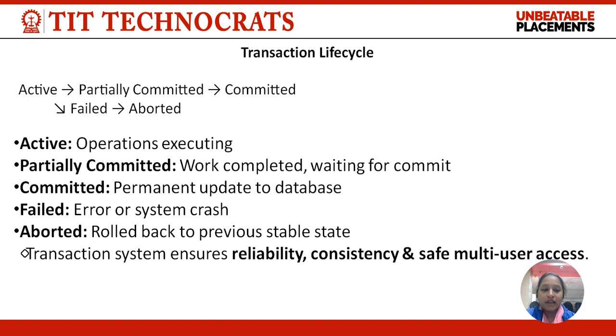Next is transaction life cycle. A transaction passes through multiple states: active, where operations are executing; partially committed, where all operations are done and it is waiting for commit; committed, where updates become permanent; and failed, due to errors or system issues. Aborted, in this state we roll back to a previous safe state. Understanding this life cycle is important for recovery and concurrency control.